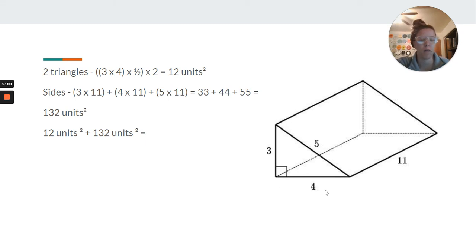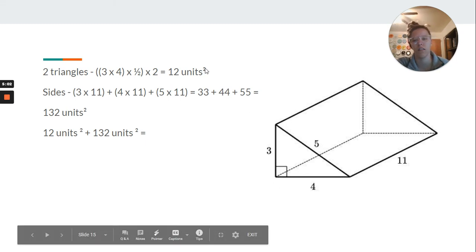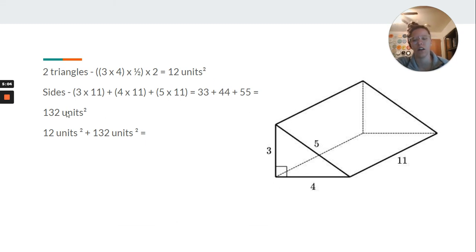We don't have a label, so it's just 12 units squared. Add all these together, we get 132 units squared. And then we add those two together for our two triangles and our three rectangles. We end up with 144 units squared for the total surface area of this triangular prism. Okay?